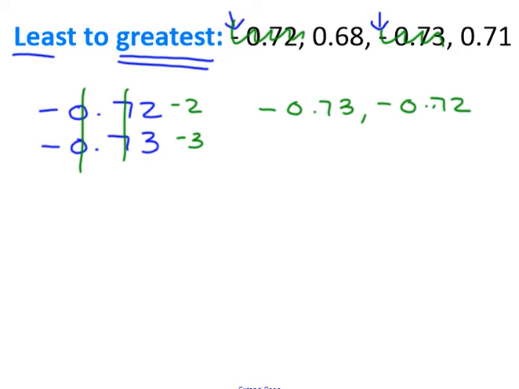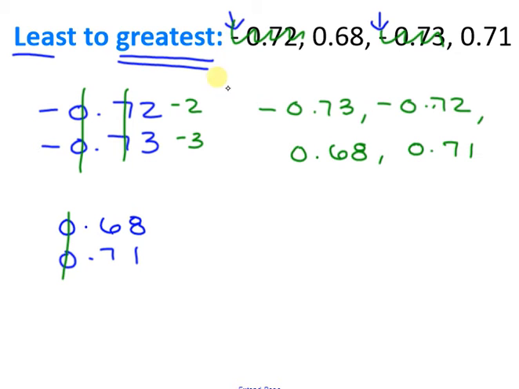Then I am left with 0.68 and 0.71. Okay, so here I have a 6 and a 7, which is least, the 6. Okay, so 0.68 and 0.71. And so that is my final answer.